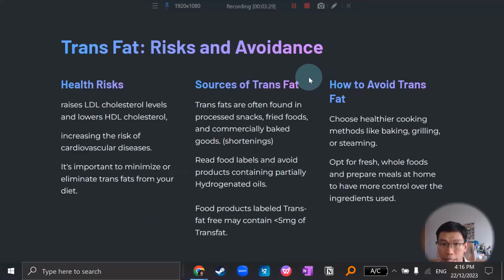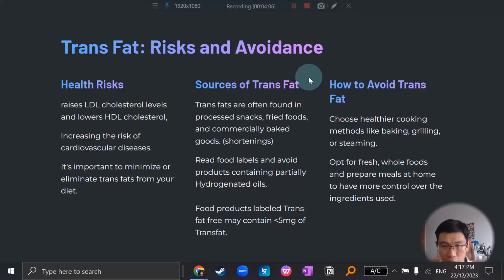Now we go a little bit deeper on trans fat. Trans fat, as mentioned earlier, increases the LDL cholesterol and lowers the HDL cholesterol. This can increase the risk of cardiovascular diseases. Therefore, it is important to minimize or eliminate it from the diet. Trans fat are found in processed snacks, fried foods, and commercially baked goods, and because it is present in shortenings used, we can read food labels and avoid products containing partially hydrogenated oils. Food products labeled trans fat free legally can contain less than 5 mg of trans fat.